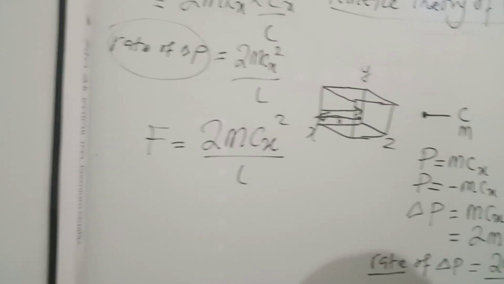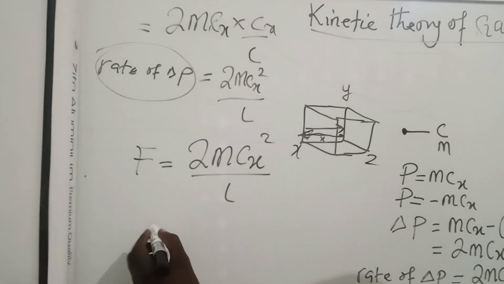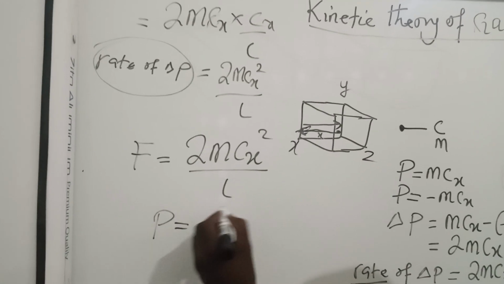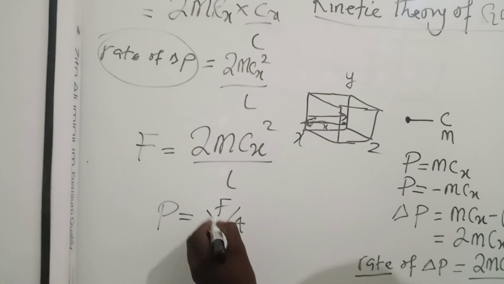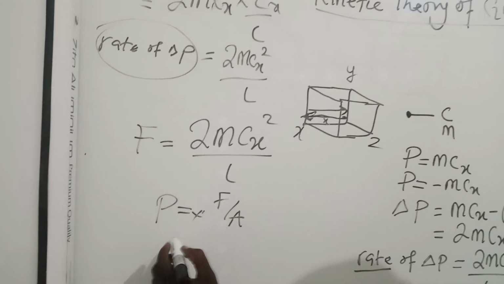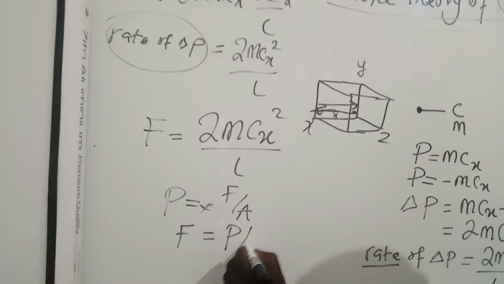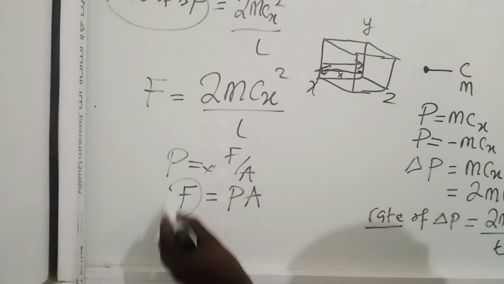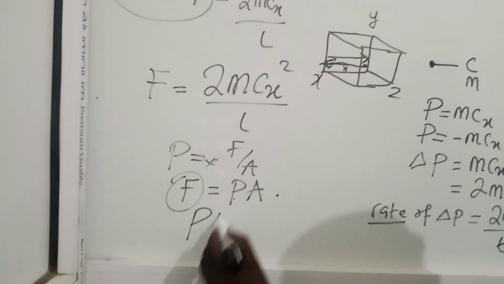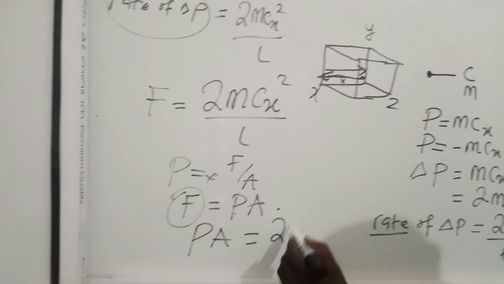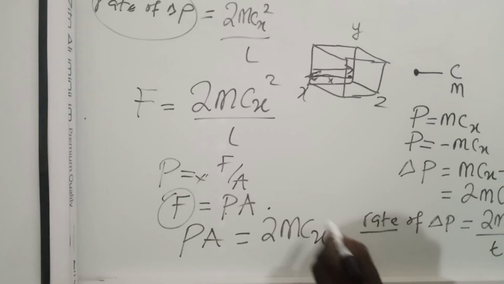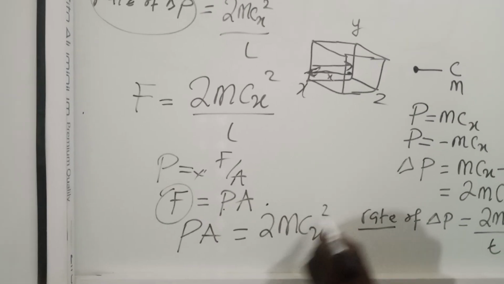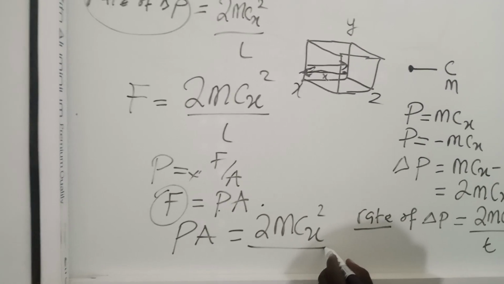Remember from physics that pressure is equal to force over area. So we cross multiply and have F equal to PA. We can now substitute F with PA, so we have PA equal to 2mcx squared all over L.